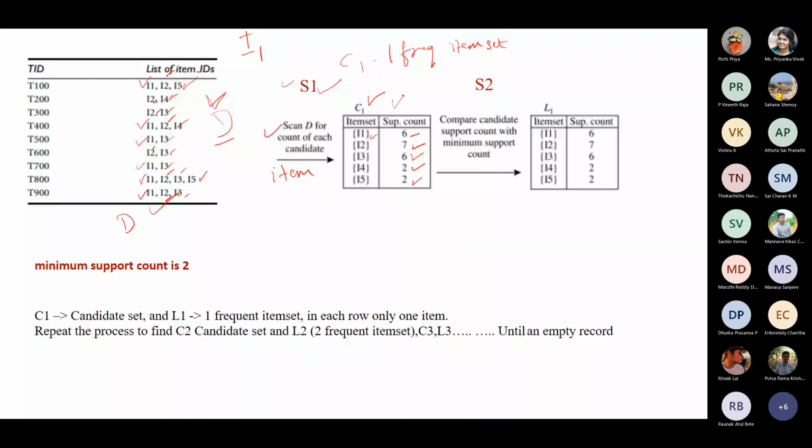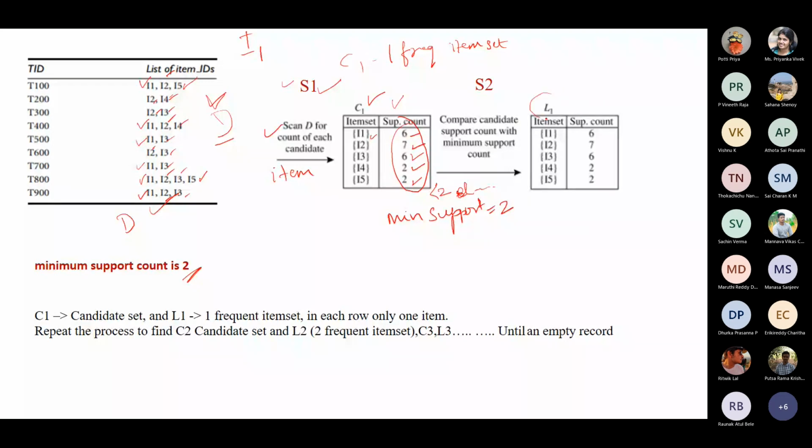Compare the support count of each item with the minimum support. What is our minimum support? Minimum support is 2. Compare all these values. If these values are less than the minimum support count, you have to eliminate. But here, look at these values. All values are greater than or equal to the minimum support count, so keep the same table as it is.